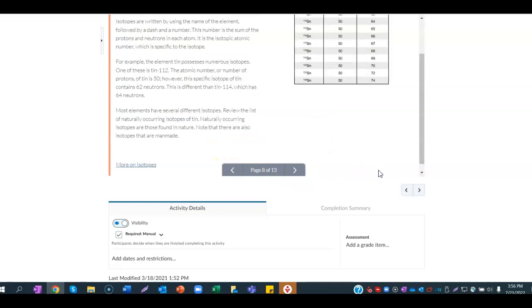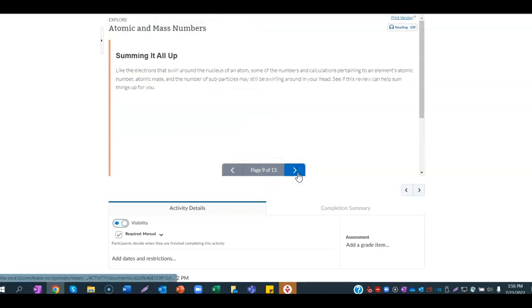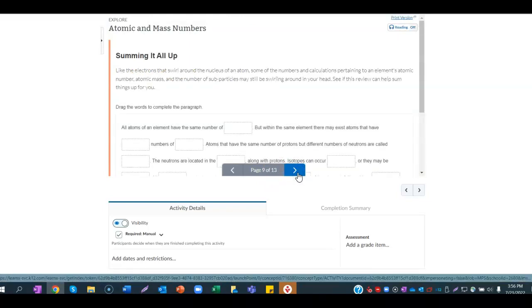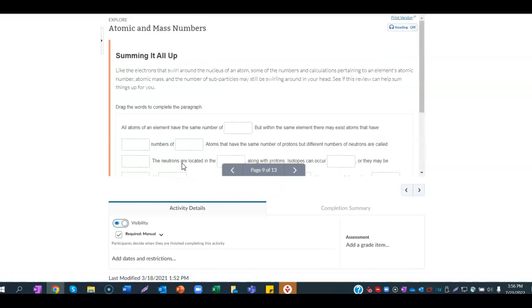All right, so we've answered question number 7, how they're written, just like this, the name, dash, and the number. Question number 8, you might put that in as an example as well. And then question 8 says, what is the difference between stable and unstable isotopes? So let's keep looking. This looks like a little activity.